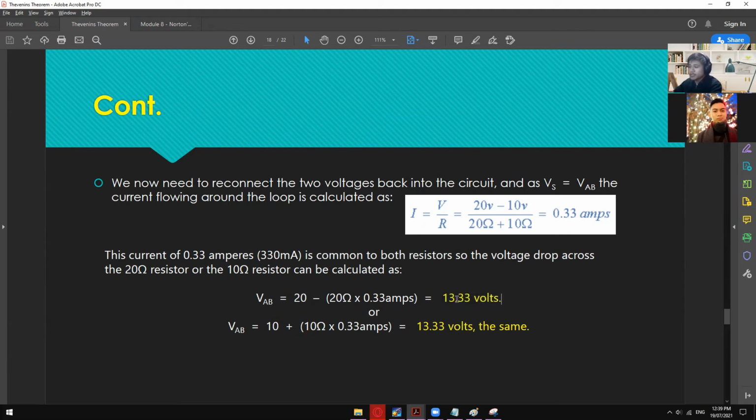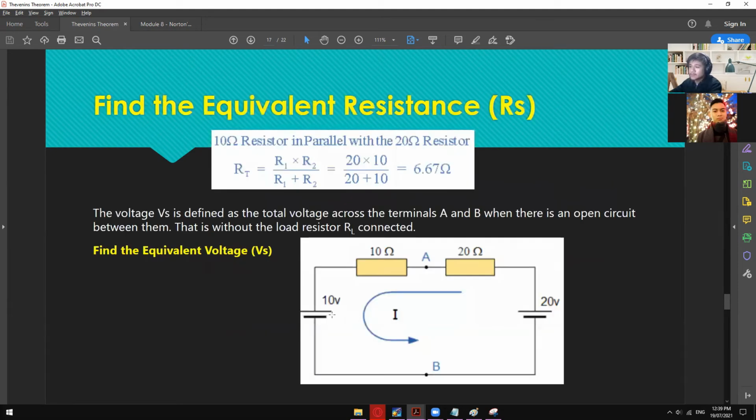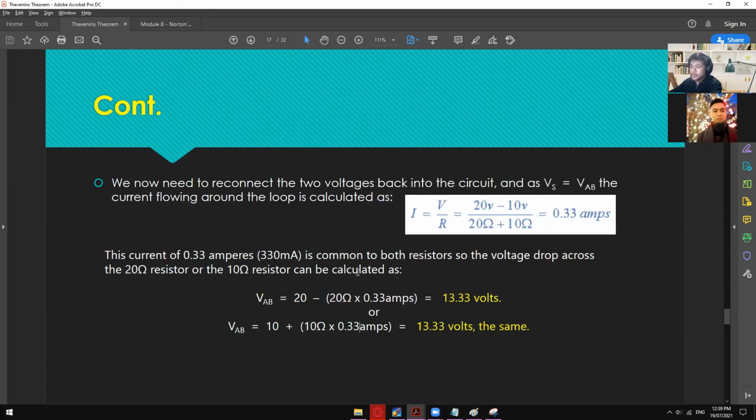So for you to be able to check if this one is correct, again, you can do the same on the left side. So it's 10 plus, so it's not a voltage drop, but then again, it's an addition due to the polarity, okay? So from left to right, 10 plus this value right here will give you 13.33 volts.